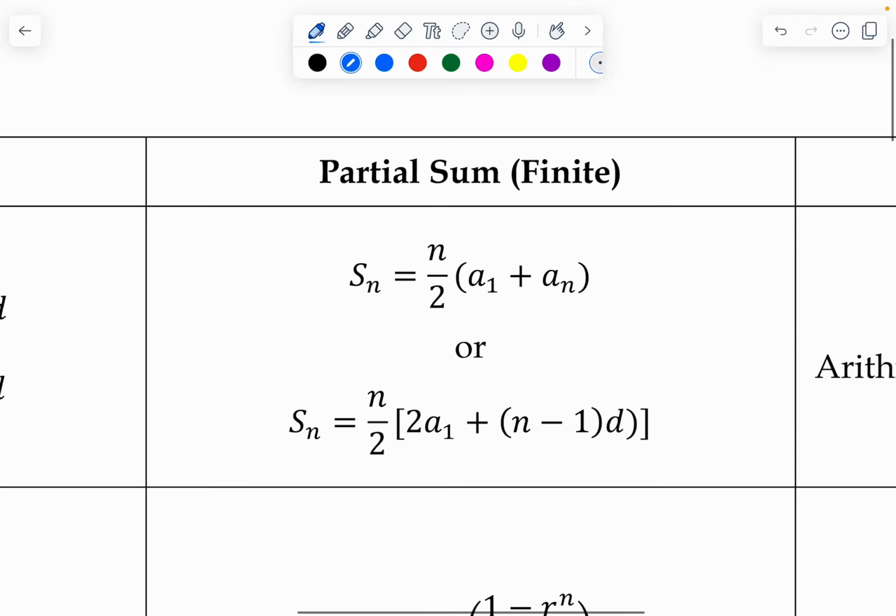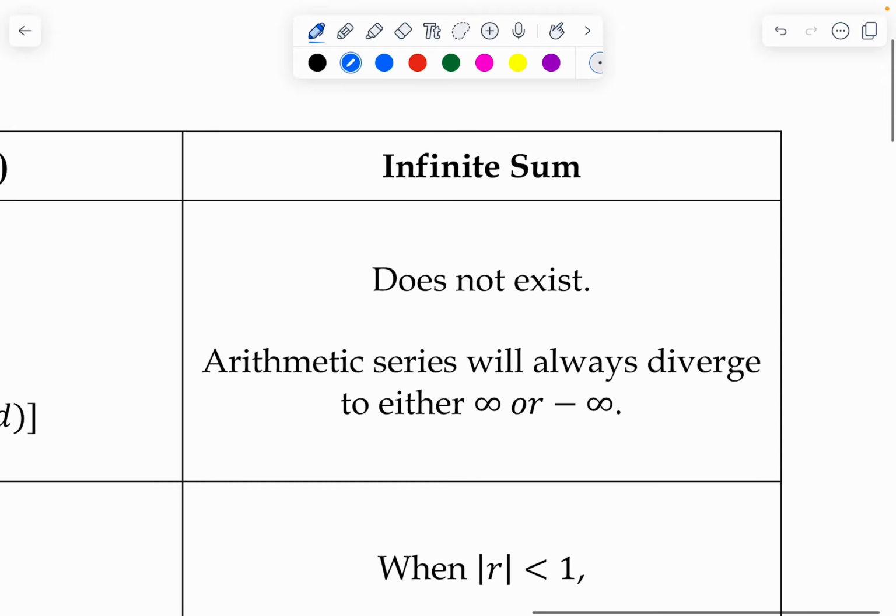And then these are the partial sum. These are the finite sums. And it doesn't have an infinite sum. So as soon as you see arithmetic and they try and have you make it sum to infinity, you have to say it does not exist.